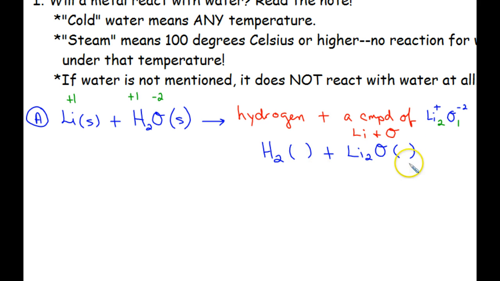Now, what about the states? Okay, if it's a pure element, you just look at the periodic table. And the periodic table will tell you that hydrogen is a gas, so you would put G. But this is a compound. For compounds, you have to check your solubility rules, which I have over here.